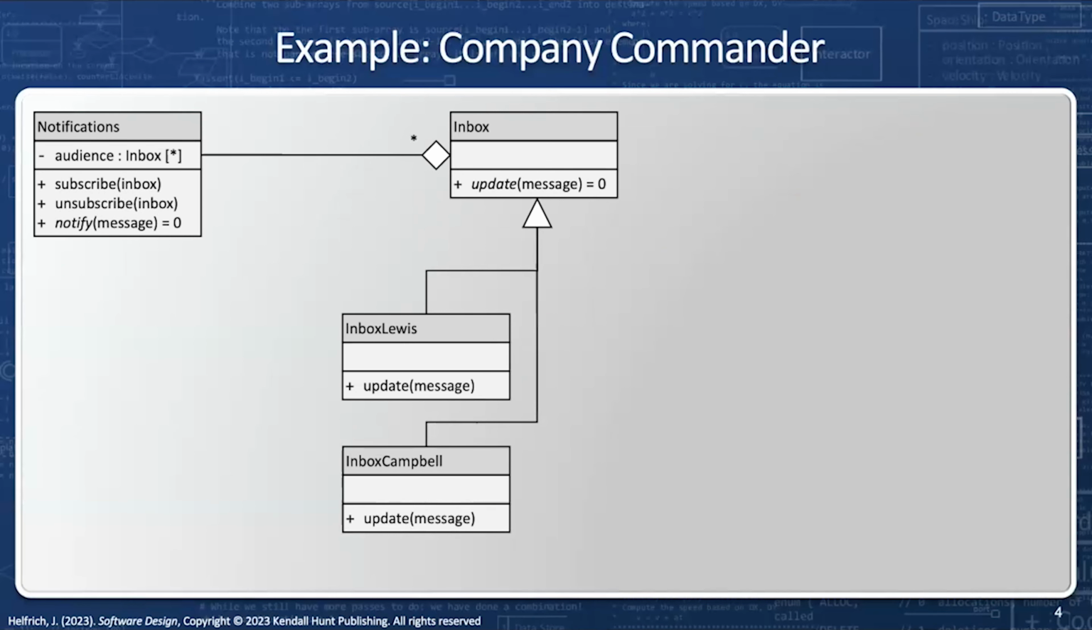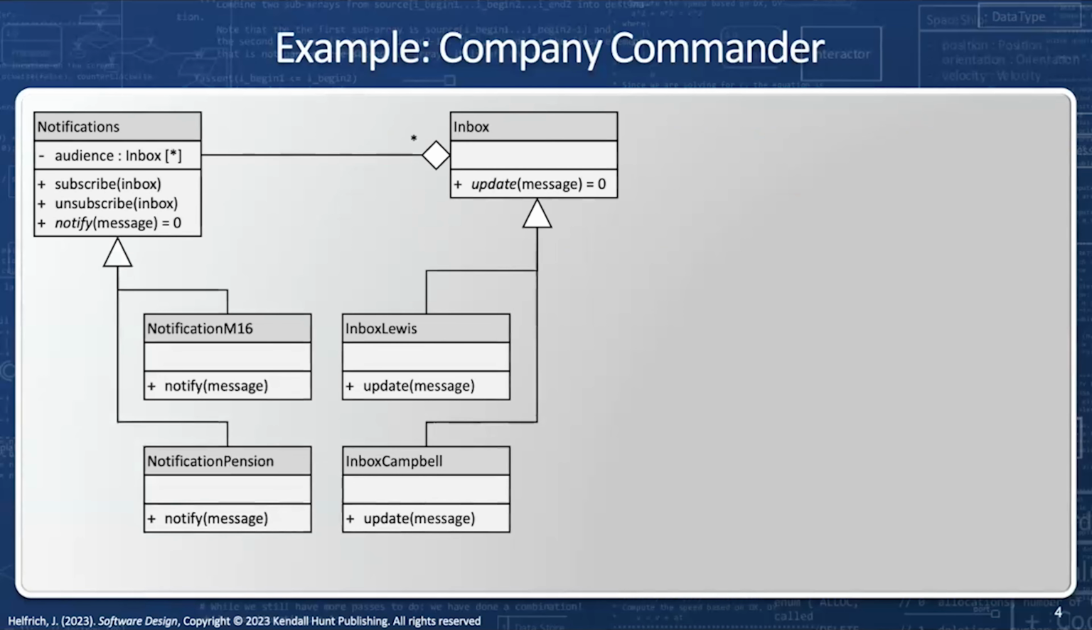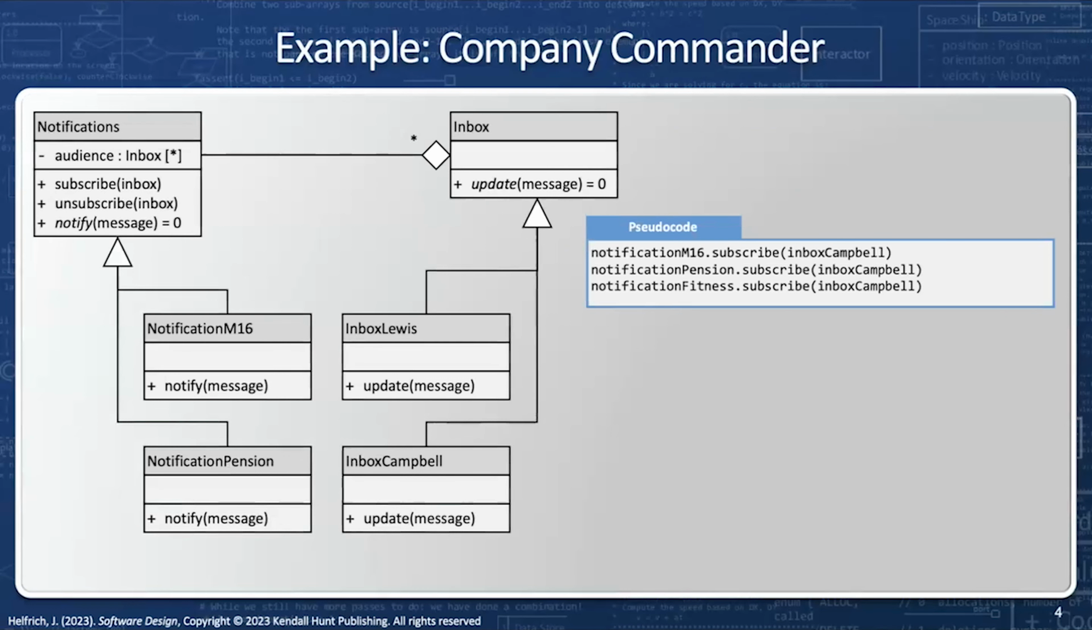I'm going to do something different here. Notice that notifications::notify is a pure virtual function, which means I have to have a derived class. So I'm going to have one derived class on M16s, and then I have another one on pensions. Now, for every different type of message, I can have different derived classes here. For an example, let's say we have Captain Campbell. He's going to want to subscribe to M16, pension, and fitness. And of course, Lieutenant Lewis will probably have a different subscriber list.